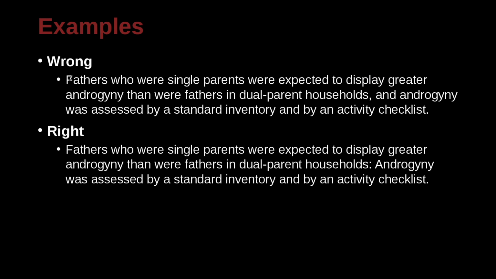Here we have 2 long sentences joined at a conjunction and a comma, but a better way would be to use a colon with a capital letter, just putting these 2 sentences together. Fathers who were single parents were expected to display greater androgyny than were fathers in dual-parent households. Androgyny was assessed by a standard inventory and by an activity checklist. Clearly, these are 2 separate sentences that don't need to be together. So we would be best to just have them separated, but we can bring them together with a colon, a space, and a capital. The idea being these 2 ideas are highly related, so we want them together.